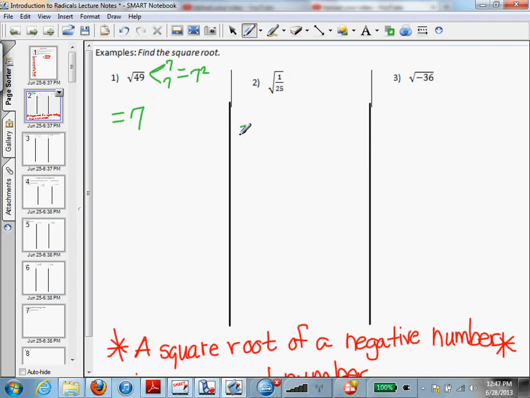Looking at the square root of 1 over 25, this can be broken into separate pieces. Instead of the radical of 1 over 25, we can say radical 1 over radical 25. And as you know, 1 squared makes 1, so the inverse of that, or the square root of 1, would just be 1. We know that 25 is the product of 5 and 5, or 5 squared, so to break that down, it would just be 5.